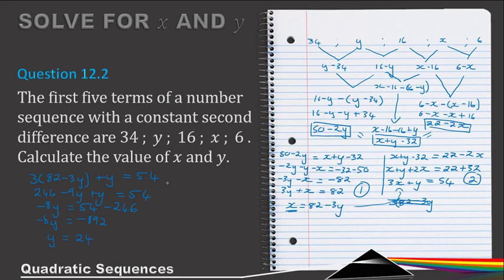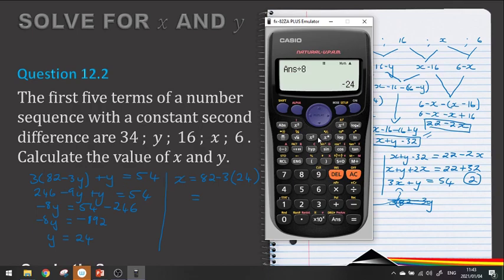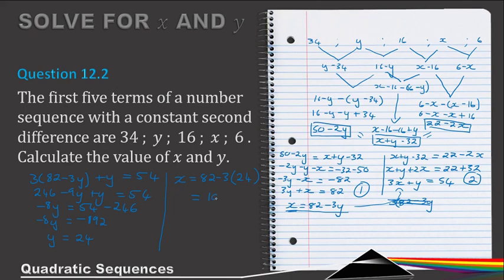All right, now for x. So let's use this equation over here and substitute in y's value. Then we get x's value. So x is equal to 82 minus 3, and in place of y we have 24. So that would give us 82 minus 3 times 24. So that's equal to 10. X's value is equal to 10. Right, that is done.